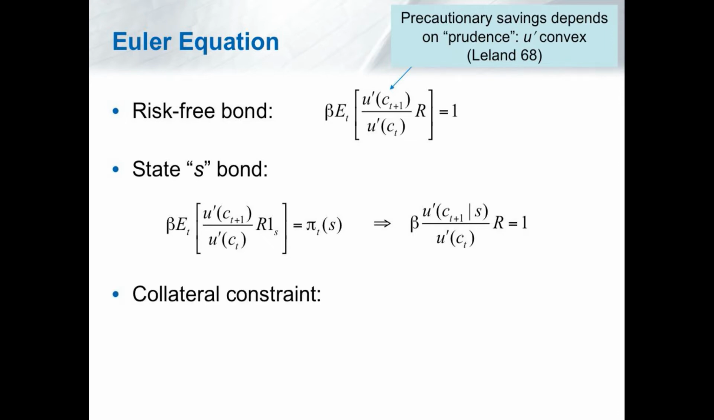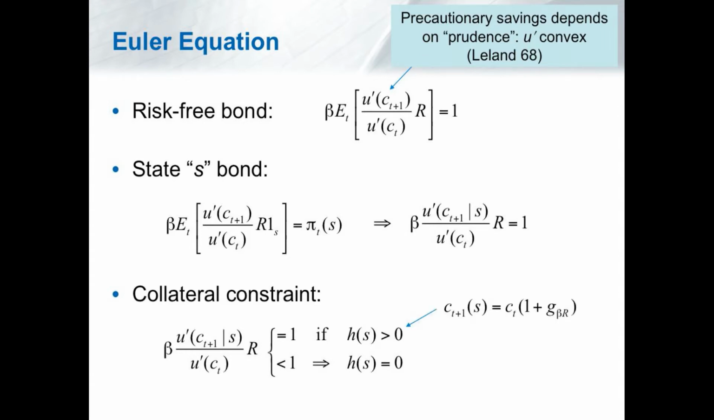Now, of course, we do have a friction. We have the short sales constraint. So what happens with the collateral constraint? It means that we're going to have this hold state by state in those states where I have a positive amount of insurance, where I'm in the interior, or it's going to be strictly less than 1 in the states where I'm constrained. Those are the states I want to borrow from, right? And so what does this mean? In these states, consumption tomorrow is going to be consumption today plus some growth rate, where the growth rate is going to depend upon the relative rate of impatience versus the interest rate, right?